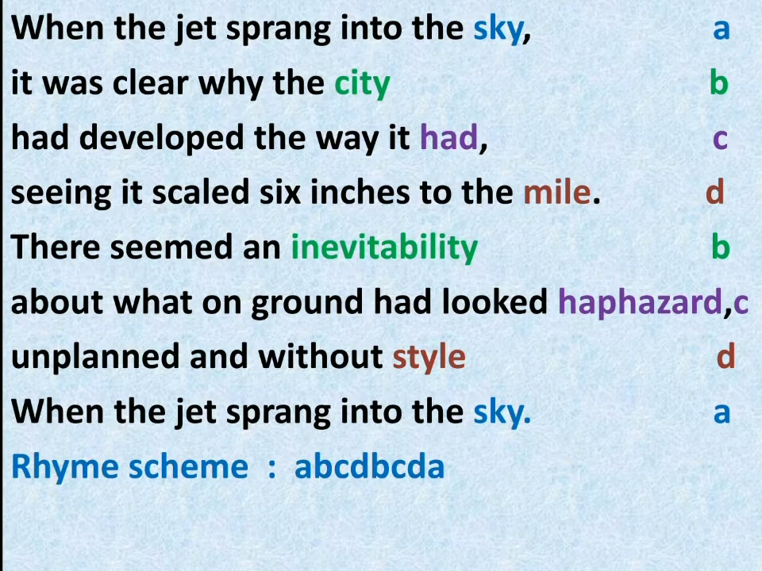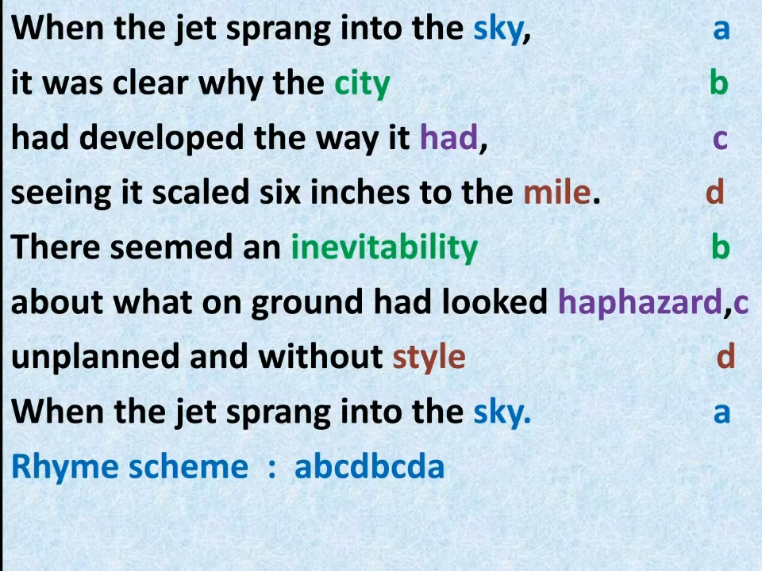So now we are going to see the pattern of sound that repeats at the end of a line in a stanza. For the first stanza, you can see the last words. You can underline them very well, children. The last word in the first line is sky, then city, then had, mile, inevitability, haphazard, style, sky. So now, first line, last word is sky.